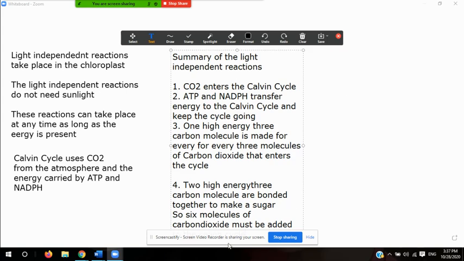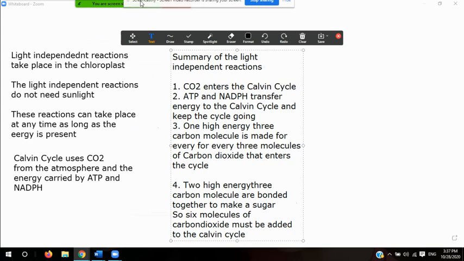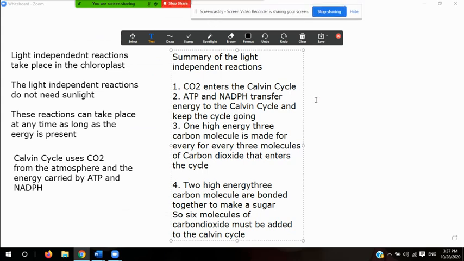Let's see if I can move this around. There we go. Must be added to the Calvin cycle. There you go. Now you guys can see it.